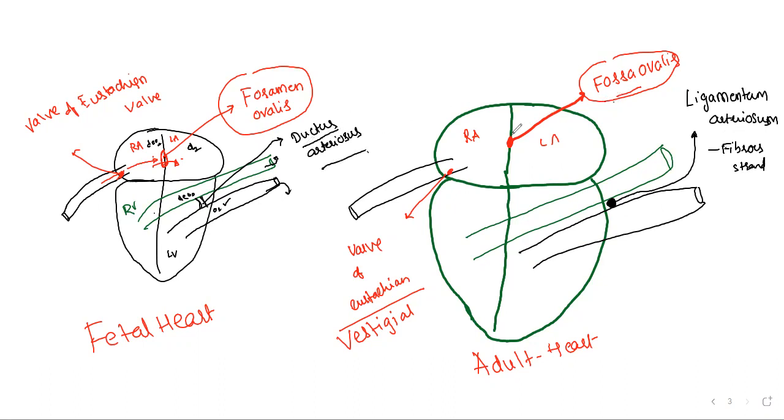Fossa ovalis of the adult, which is located on the interatrial septum, is a represented form of foramen ovalis of the embryonic heart. Valve of Eustachian of the embryonic heart became vestigial. Foramen ovalis of the embryonic heart became fossa ovalis. The connection between the pulmonary and systemic arches, the ductus botalli or ductus arteriosus, is turned into a fibrous strand called ligamentum arteriosum. No more connection now. Okay, so this is about this particular issue.